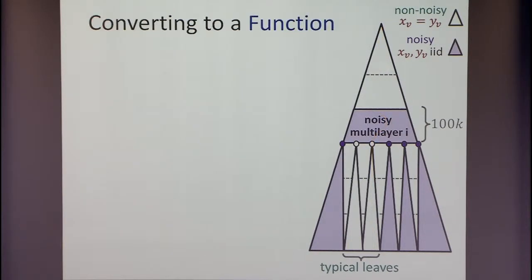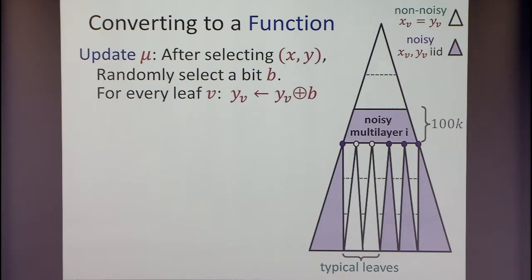Good. So now I want to convert to a function. Remember, the task before, the search problem, was just to give me any typical leaf. But now I want a proper search, I want a proper Boolean function. The output size here was huge and it was a search problem. Now we want a function with small output size. So here is how we do that.